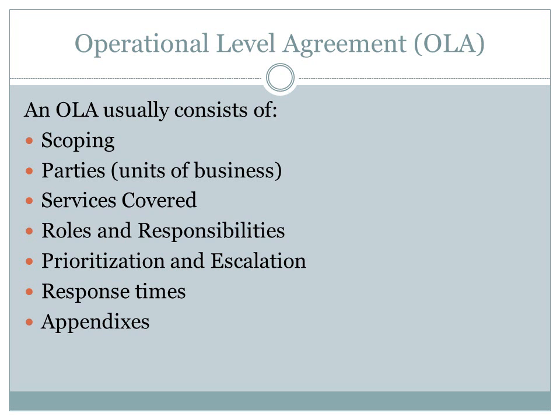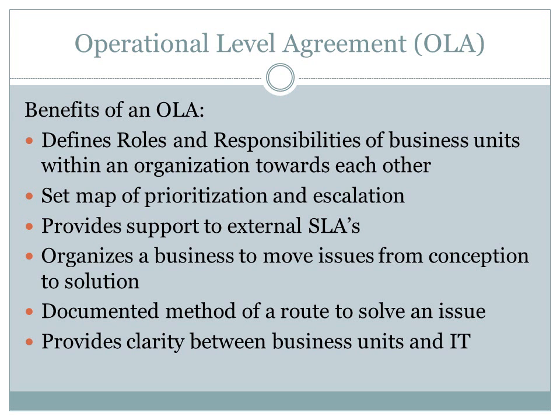So with the benefits of an OLA, it defines the roles and responsibilities of business units within the same organization towards each other. It sets a map of prioritization and escalation. It provides support to external SLAs. It organizes the business to move issues from conception to solution. Documented method of a route to solve an issue. So it's basically a plan on how to deal with an issue with each other. It's simple. It provides clarity between business units and IT.